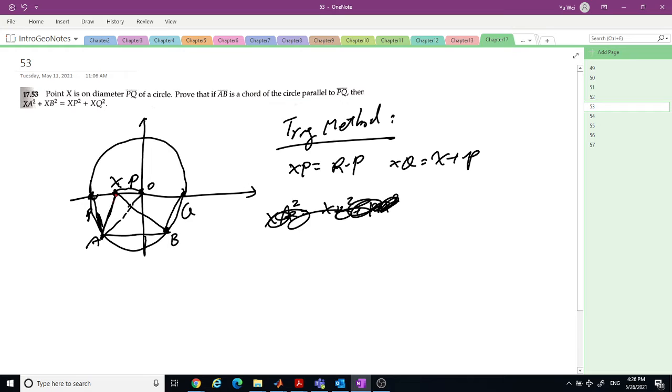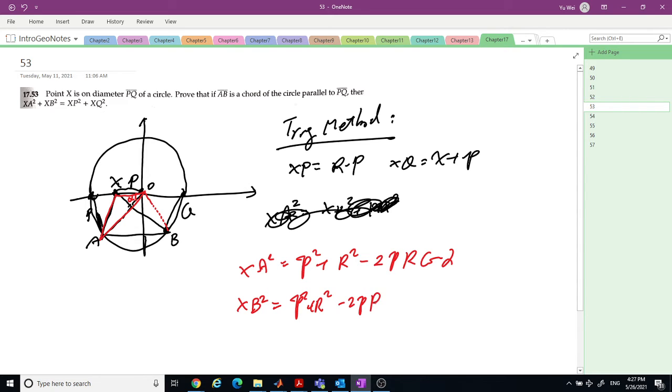Okay, I'm sorry, this triangle. So XA square will be equal to P square plus R square minus 2PR cosine of alpha. This angle is alpha, right? And now let's solve the XB square. XB square will equal to the P square plus the R square minus 2PR, right?